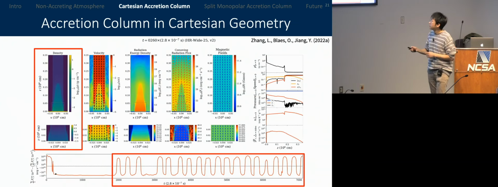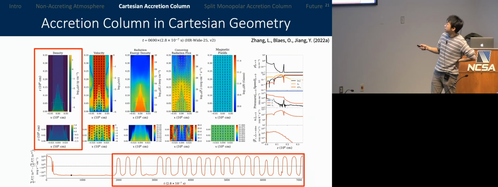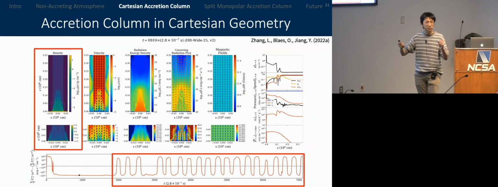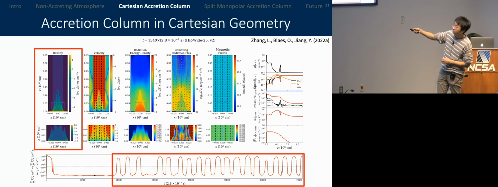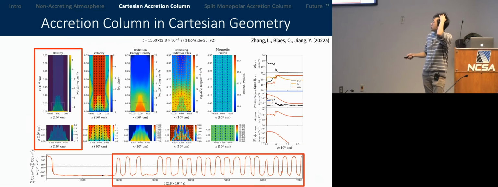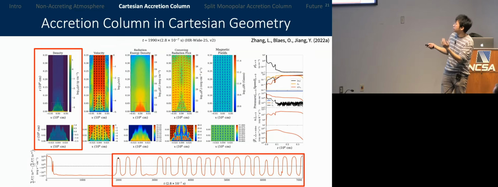And in the beginning, the accretion columns start to relax from our initial condition because you always cool faster at the sides, right? Because the radiation is leaving from the side. And then you form this very nice wave pattern. I'll explain them later, that it also appears in our later simulations, in all of our simulations actually.